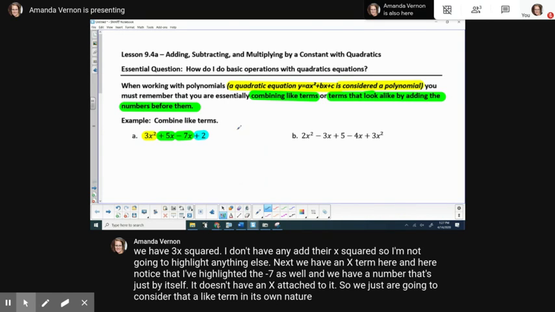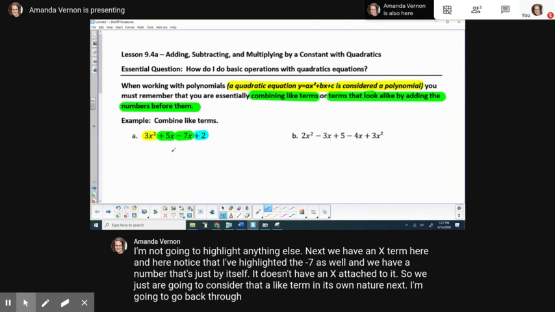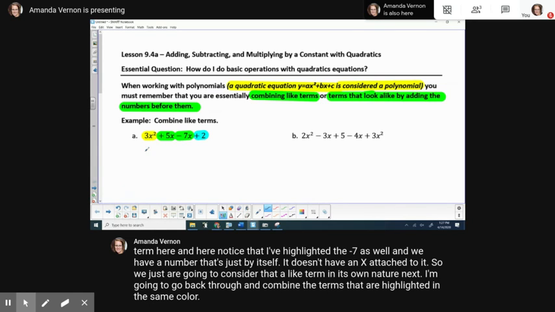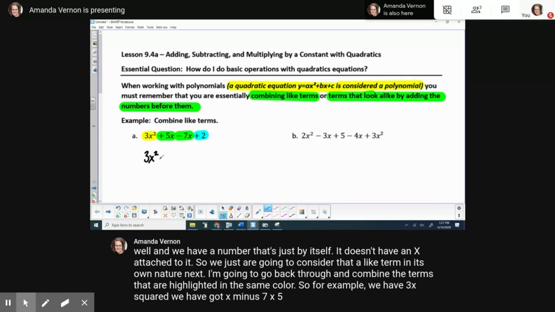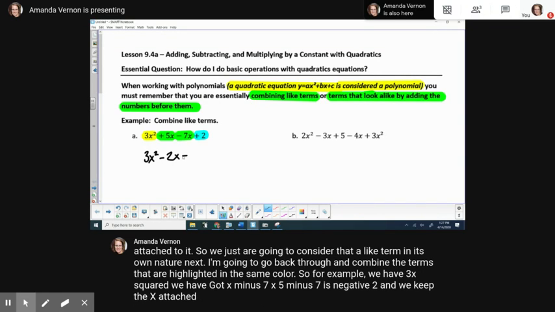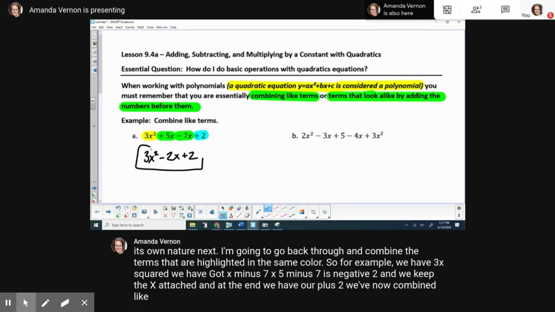Next, I'm going to go back through and combine the terms that are highlighted in the same color. So for example, we have 3x squared. We have 5x minus 7x. 5 minus 7 is negative 2, and we keep the x attached. And at the end, we have our plus 2. We've now combined like terms in that first example.